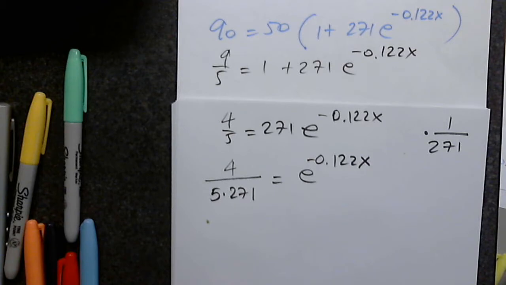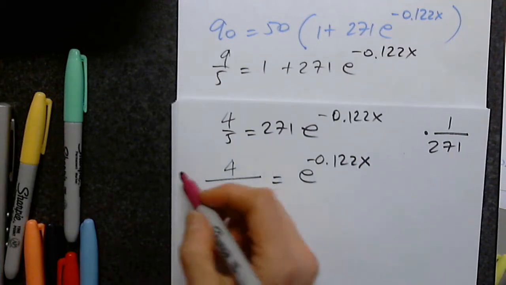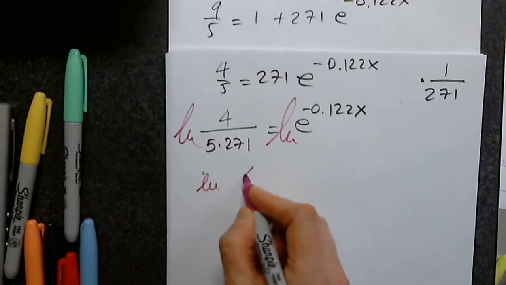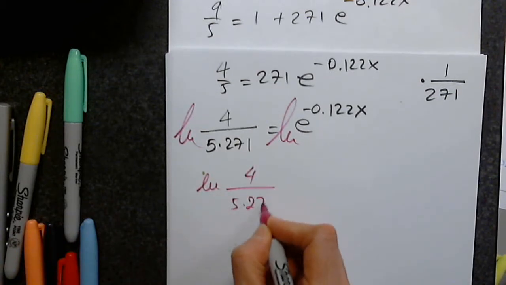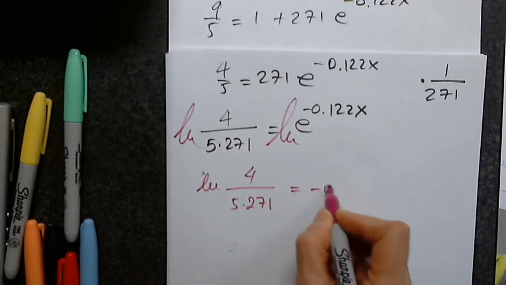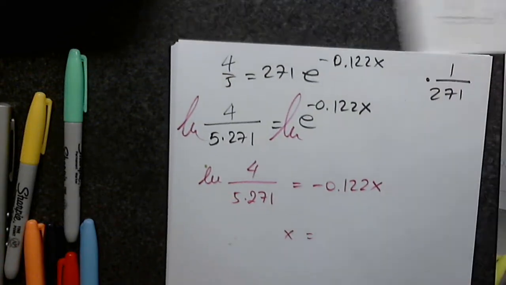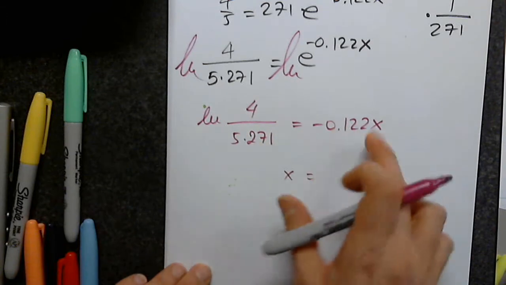Now this is finally plain exponential. And what do I do to both sides? Exactly. Apply finally natural log to both sides. So natural log of 4 over 5 times 271 equals negative 0.122x, and x equals this over this.